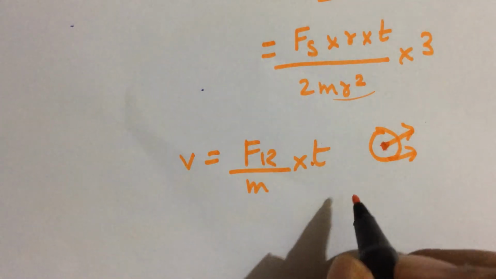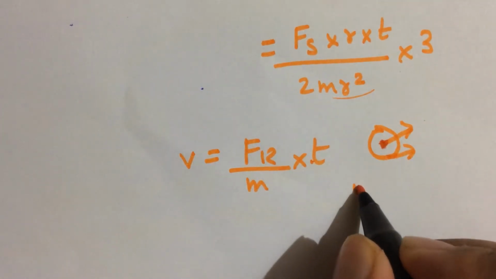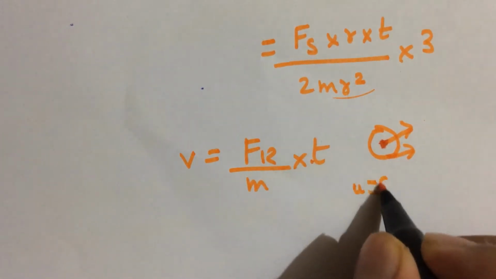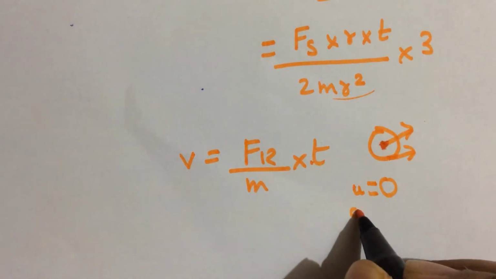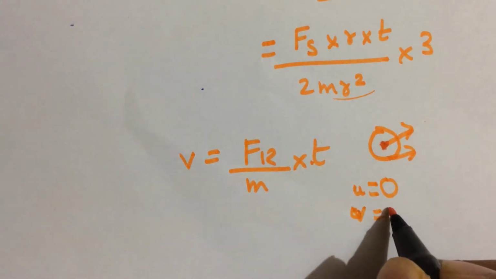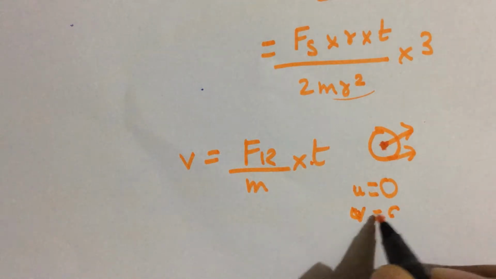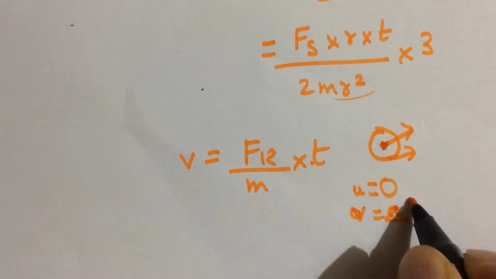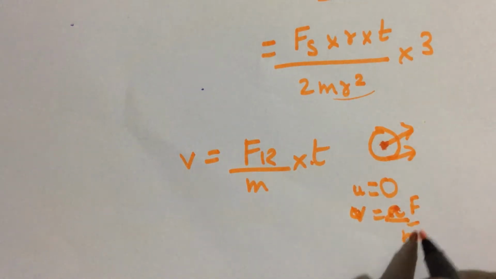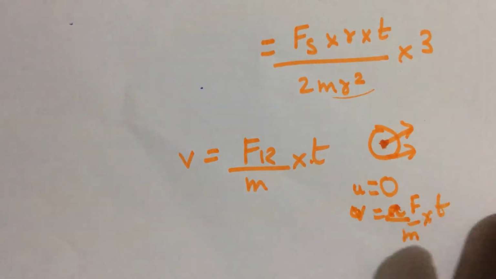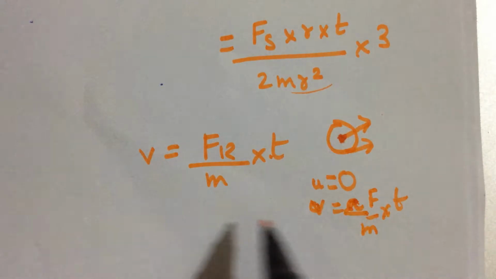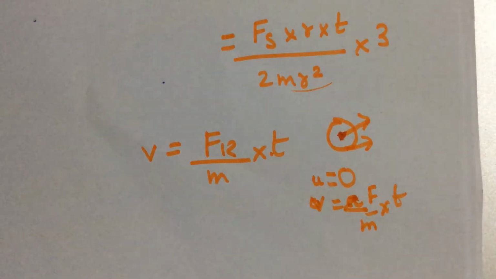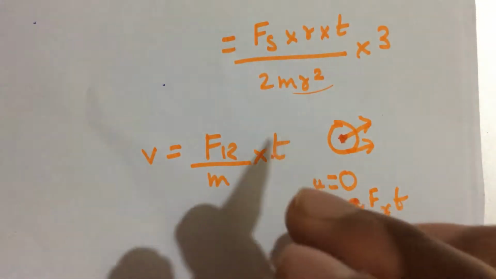Now again, like I said earlier, u, or initial velocity, is equal to 0. So you can easily say that V is equal to F by m into t, like I've done right here. Okay, because your u is equal to 0. I showed this before in an earlier slide.